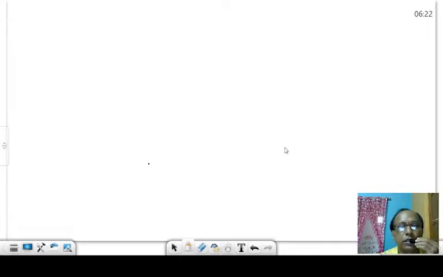Today we shall discuss the chapter from R.S. Agarwal, and you see here we are doing the chapters from R.S. Agarwal. This is for class 7.